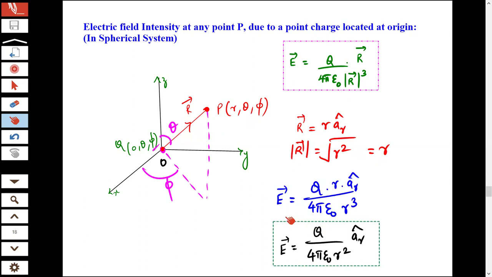Now, when we compare the expression for electric field intensity obtained with the rectangular system and the spherical system, the spherical system appears to be simpler with this kind of symmetry problem. And when we solve any electrostatic field problems, we will look at the symmetry and choose the proper coordinate system for a simpler solution.